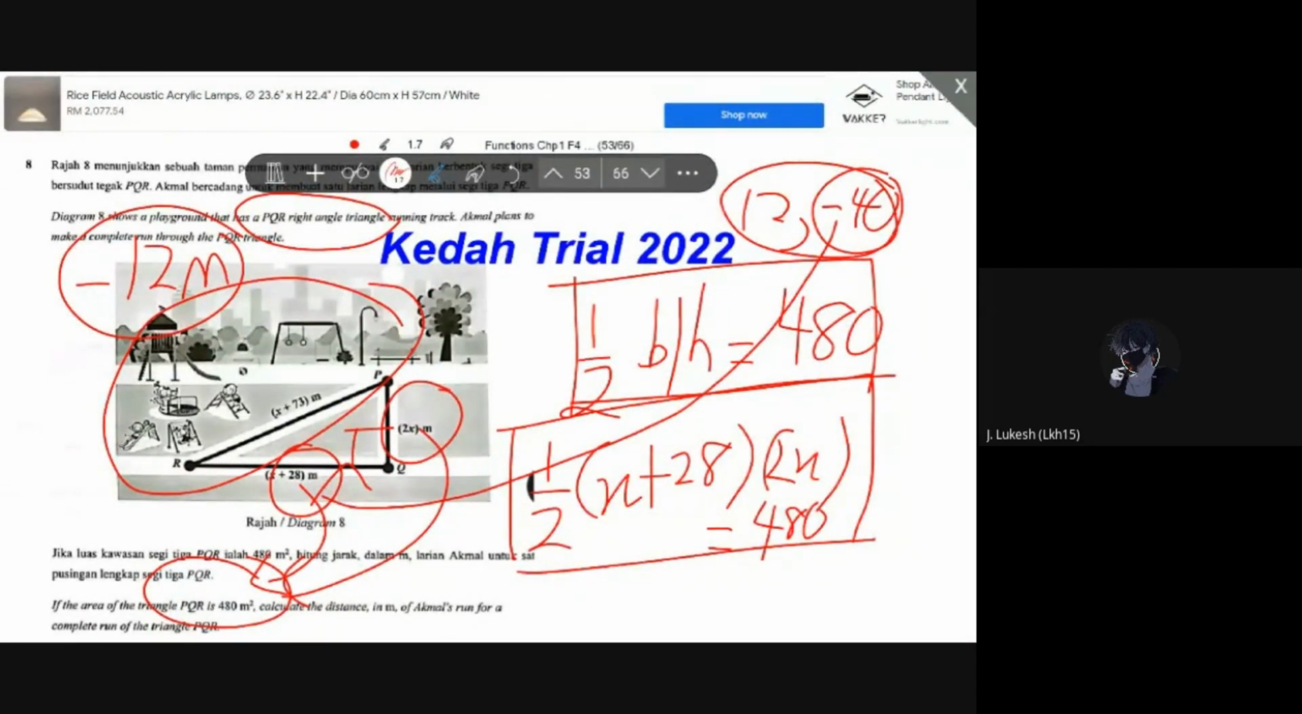Sebab kita cakap pasal jarak tau, bukan sesaran. Kalau sesaran boleh ada negatif. If you learn physics, you know this. Sesaran tu boleh ada negatif. Sekarang mereka kata jarak, distance. Distance tu hanya boleh ada nilai saja, tak bergantung pada arah. So that's why I say you cannot accept negative. So setiap nilai yang kamu dapat ada justifikasi dia. Okay? So 12.